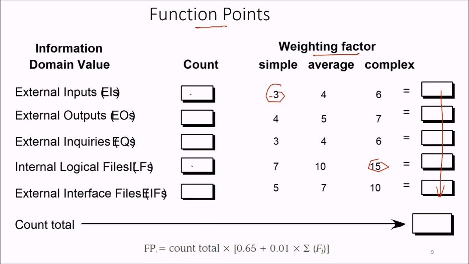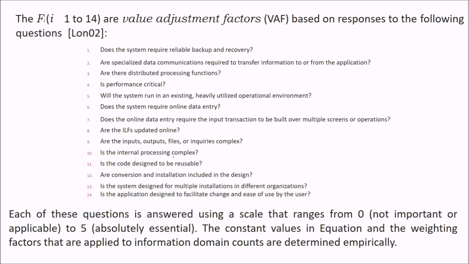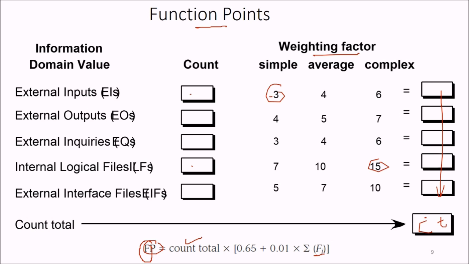So how can we compute the function point? This is the count total, multiplied by the empirical value: 0.65 plus 0.01 times sigma Fi. We'll see what this Fi is. Right now we are interested in the count total, and this will give us the direct metric called function points. What is this Fi? These are the value adjustment factors based on responses to questions. There are 14 questions presented by Dr. Pressman in his book. Let me go back again to what we are discussing.